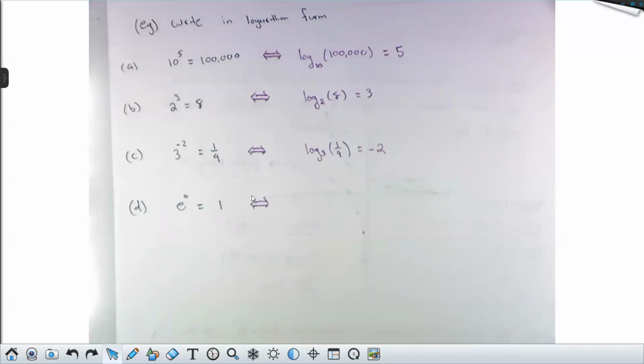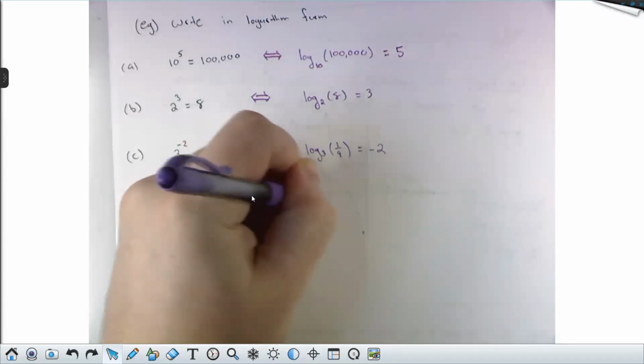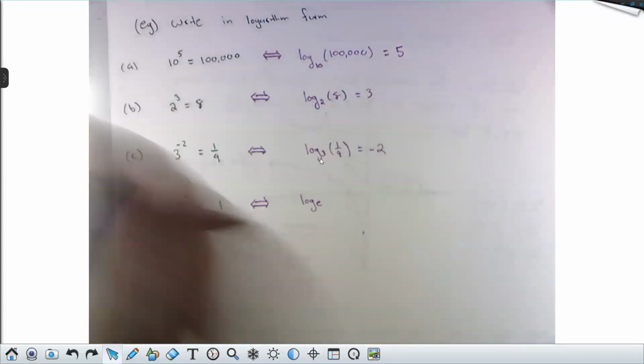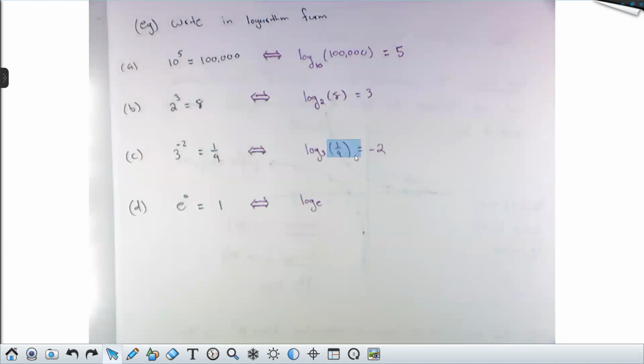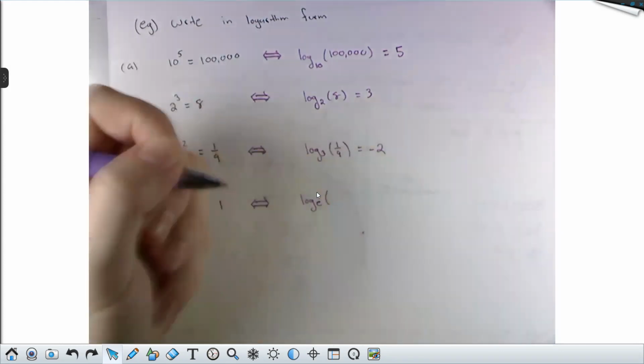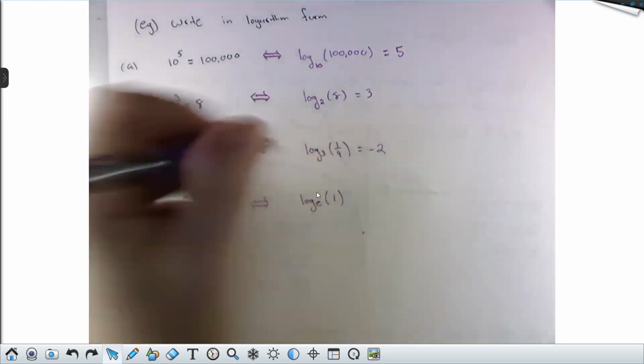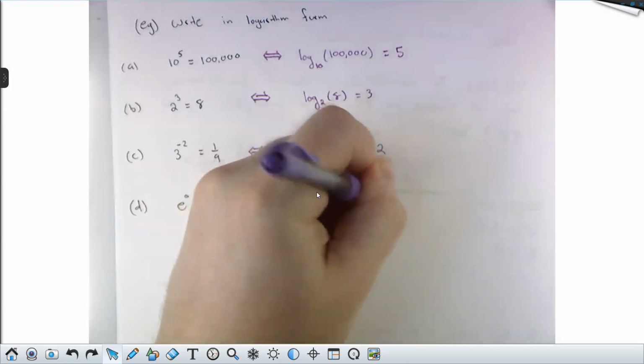Log base e times 1 equals 0. It's good. Log base e. And be careful with the language. This isn't multiplication. So remember, this is a function. This is like f of 1/9. So we would read that as log base e of 1 equals 0. And that's correct.